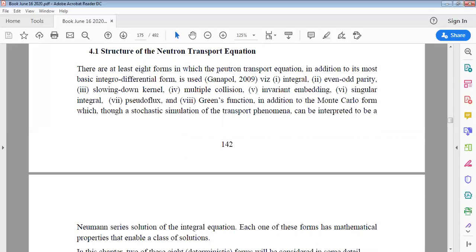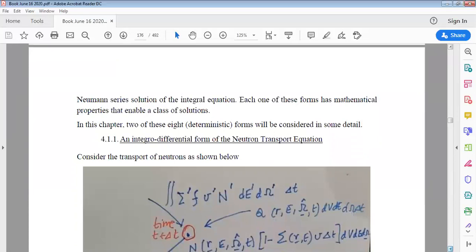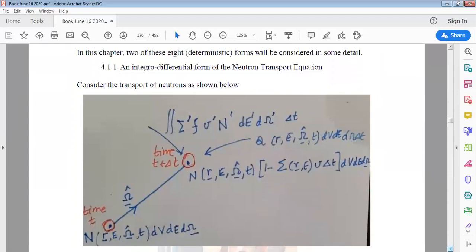These are the integral form, the even odd parity, the slowing down kernel, the multiple collision form, the invariant embedding, singular integral, pseudo flux, and the Green's function formulations, in addition to the Monte Carlo form, which, although it's a stochastic simulation of the transport phenomena, can be interpreted to be a Neumann series solution of the integral equation. Each one of these forms has mathematical properties that enable a class of solutions. So let me consider just 2 of these 8 forms. I'll consider the integral differential form of the neutron transport equation, and then I'll take you to the integral form of the neutron transport equation.